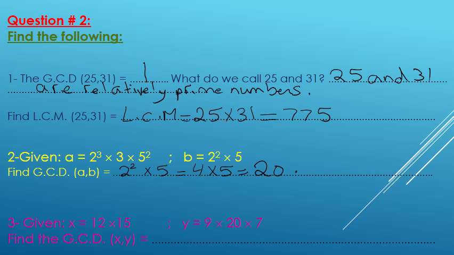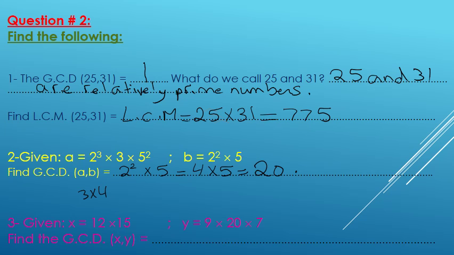Now, Ali, we have x, a number given in this form, 12 times 15, and y is equal to 9 times 20 times 7. We should write the prime factors of the numbers of x. First, is 12 prime? No. So what should we find? The prime factors of 12. How do you write 12? 12 is 3 times 4.